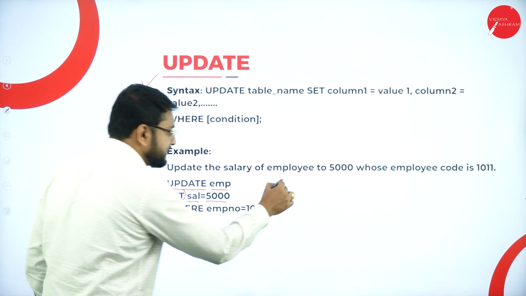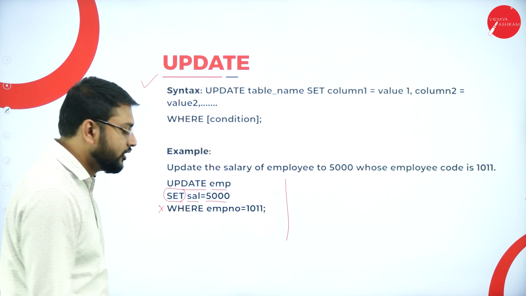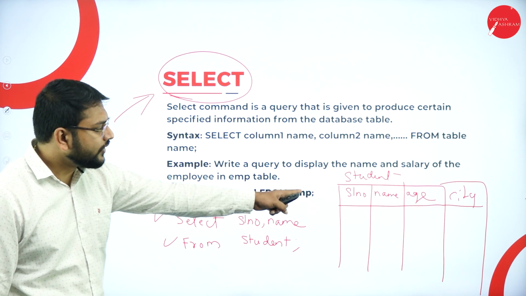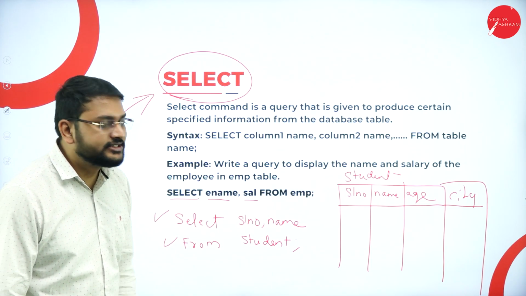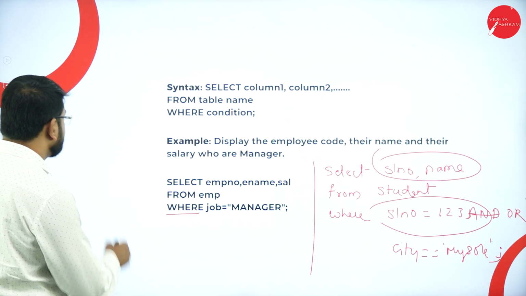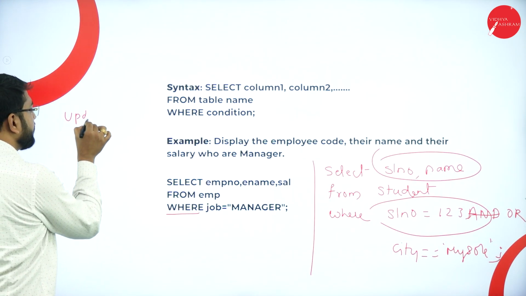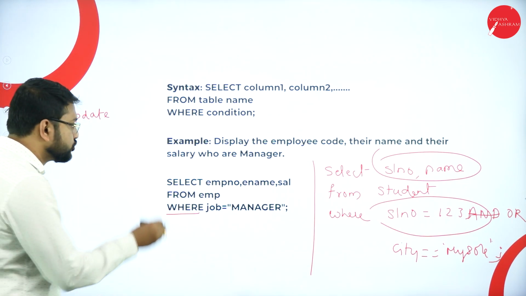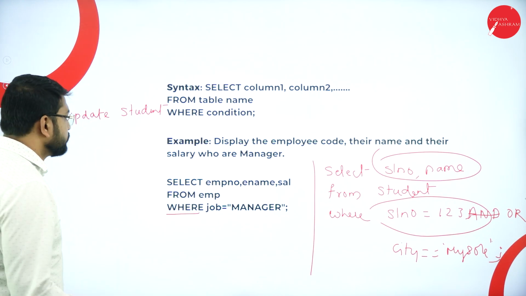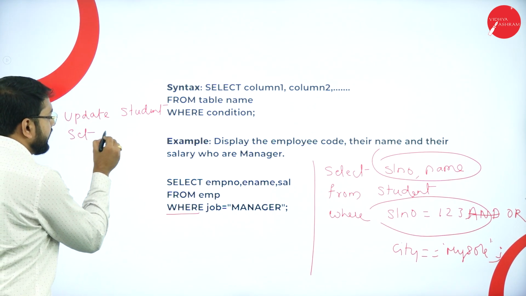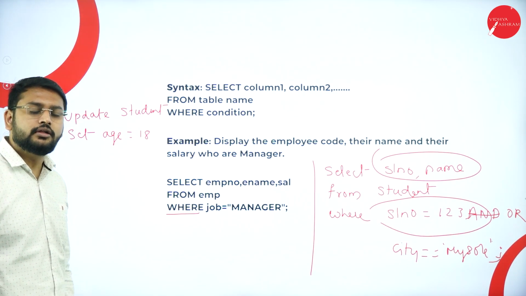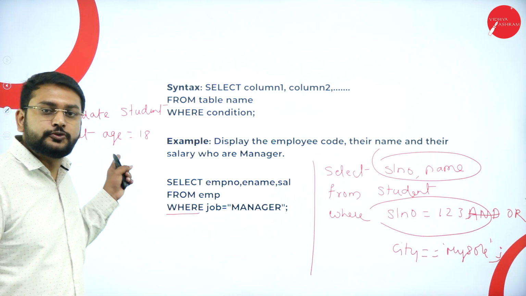Let me compare this with my previous example for student. What is the table that we have here? Serial number, name, age, and city, right? Let me write the update query for this. I will write update. What should be the table name? The table name should be student. I need to update the age. So set age is equal to 18. Whose age should be 18? I have to specify that here, right?